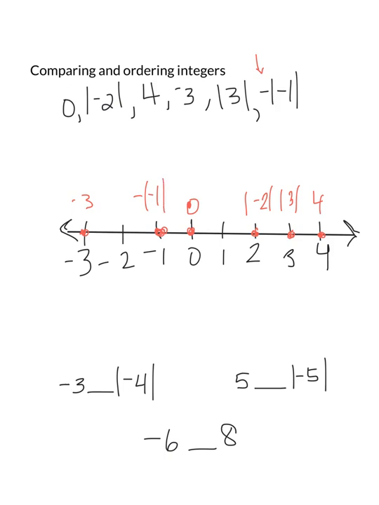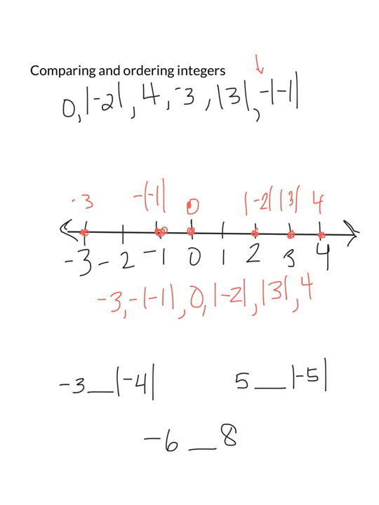So now you can see the order in which these integers go. If I'm going to rewrite it, it's going to be -3, negative absolute value of -1, 0, absolute value of -2, absolute value of 3, and 4. We always put them back into their original format. So using that number line can really help.